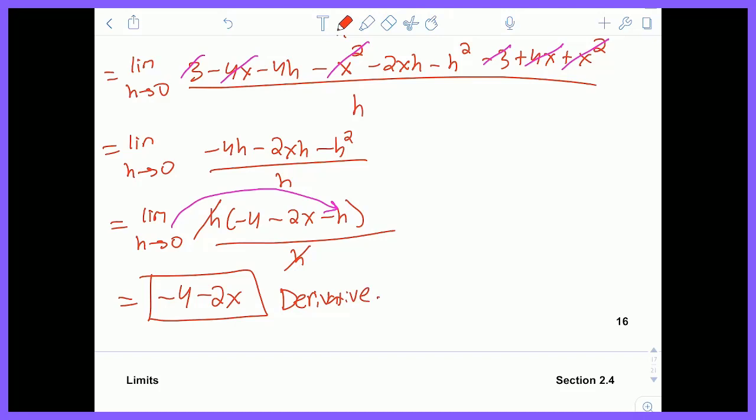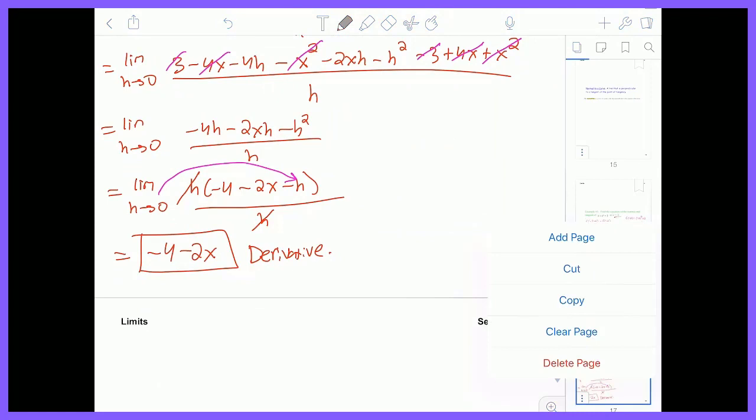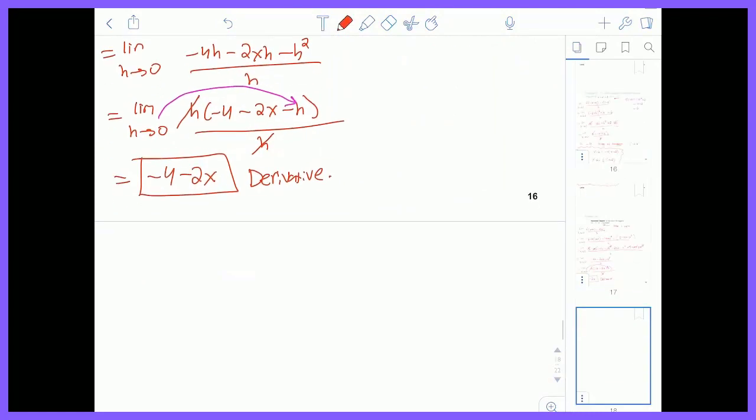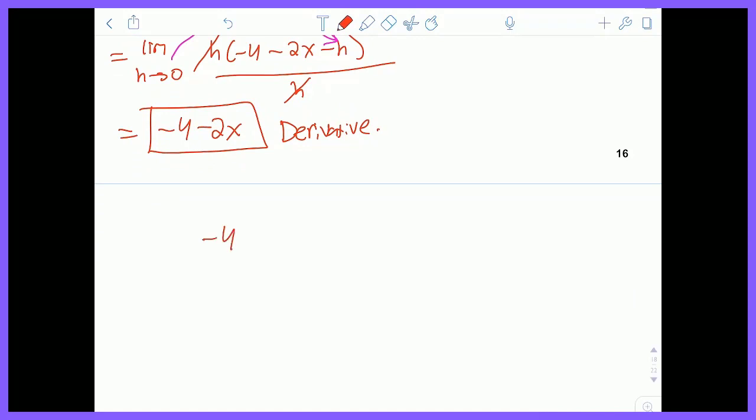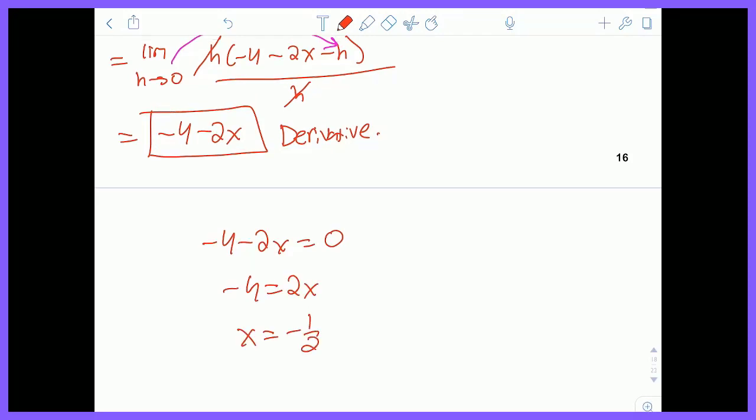So specifically, I wanted to know, when is the tangent horizontal? That means, when is the slope 0? That means, when is the derivative 0? So I'm going to add a page, Notability, best app ever, and I'm going to now take my derivative and set it equal to 0. And if I do this, I can add the 2x over to this side, giving me x is equal to negative 1/2. Oh, nope, sorry, it's actually going to be x equals negative 2.